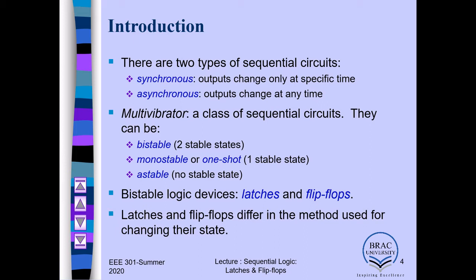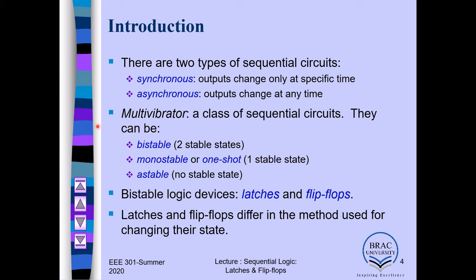There are two types of sequential circuits. One is synchronous, another is asynchronous. Synchronous means the output changes only at specific times. Asynchronous means the output can change at any time.